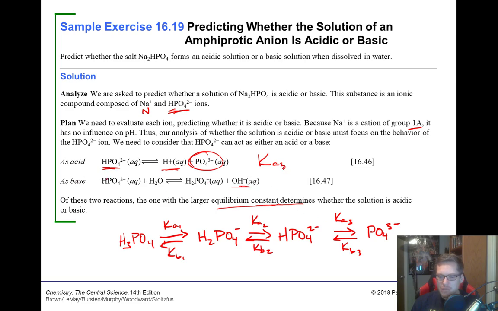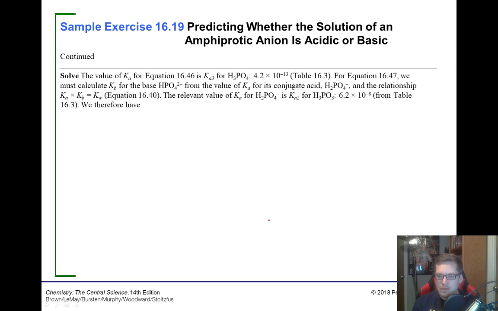Now for the other one, you might be tempted to say that'd be Kb3, but it's not. Look, we're going from HPO4 2- to H2PO4 minus. So we're starting in the same place again, but it's acting like a base. It's turning into this one. So that means we're going to be looking at Kb2. In my opinion, that's the hardest step to realize: which two are we comparing here. Now, in order to figure out the Ka3 and Kb2, we just have to look at tabulated values.